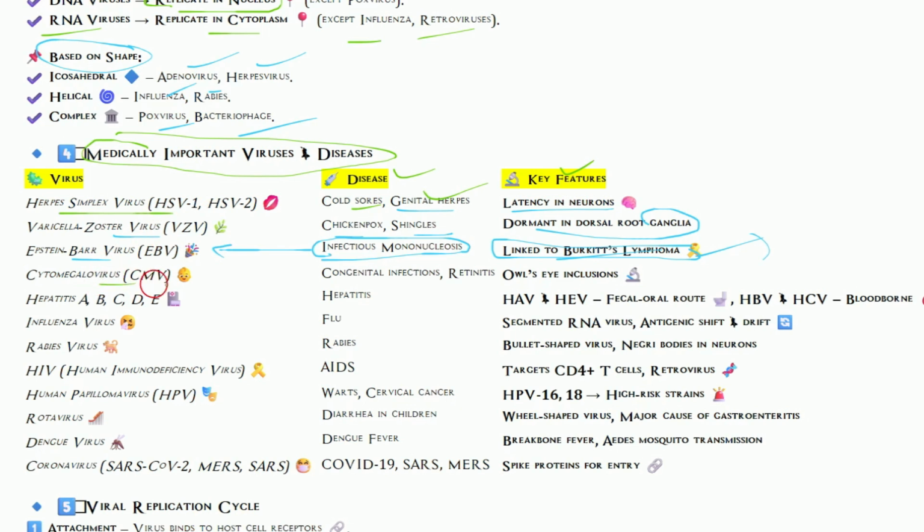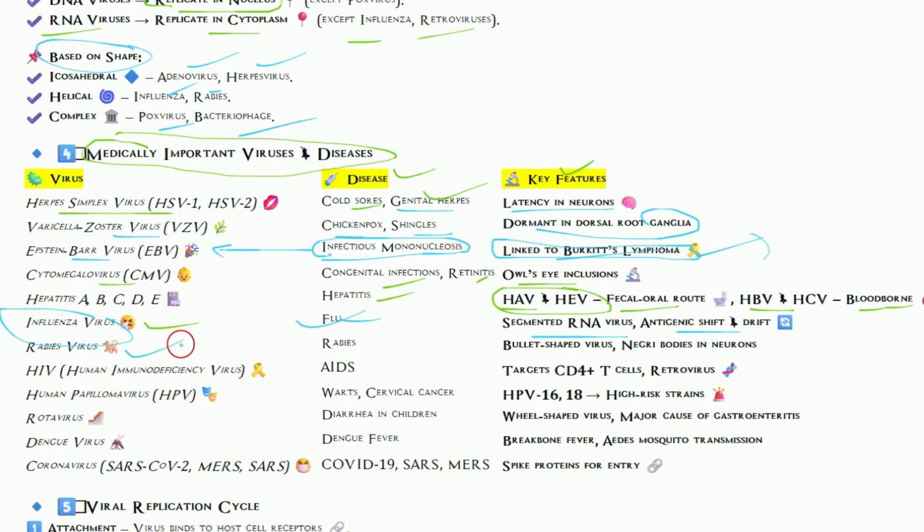Another is cytomegalovirus, which causes congenital infection and retinitis in the eyes. We see owl's eye inclusions in the microscope, right? Then we have hepatitis A, B, C, D, E, which cause the disease hepatitis. A and E spread through the fecal-oral route, while B and C are bloodborne diseases, right? We have influenza virus, commonly called flu virus, a segmented RNA virus with antigenic shift and drift. This is not very important, but influenza virus causes flu, right?